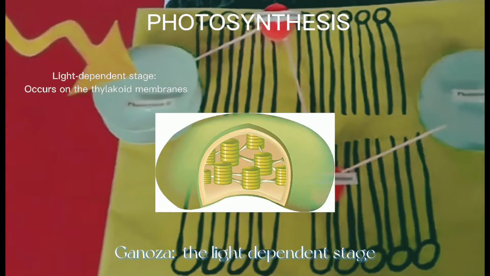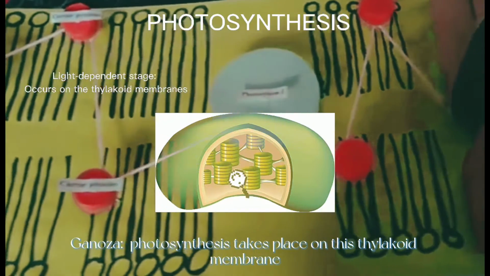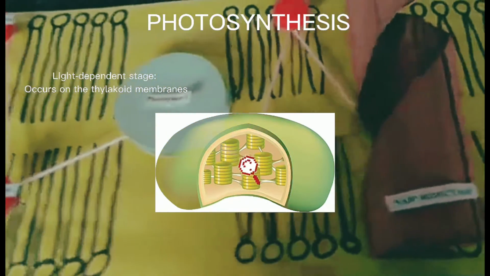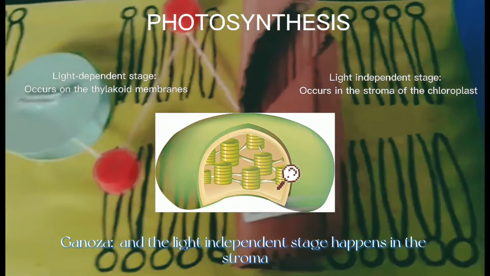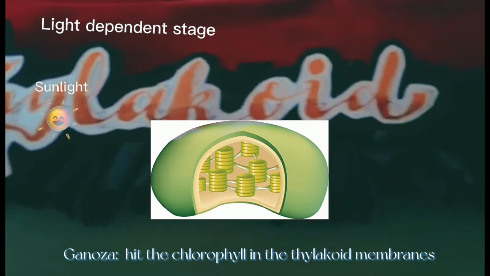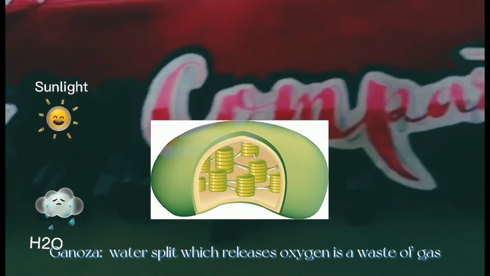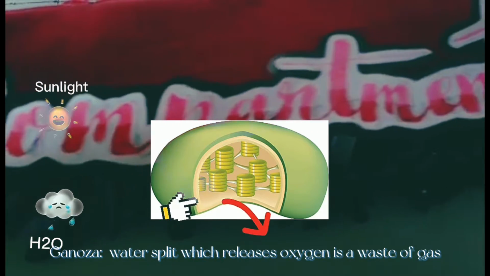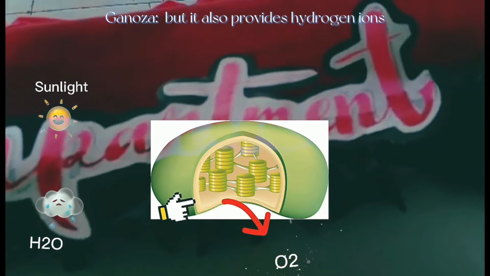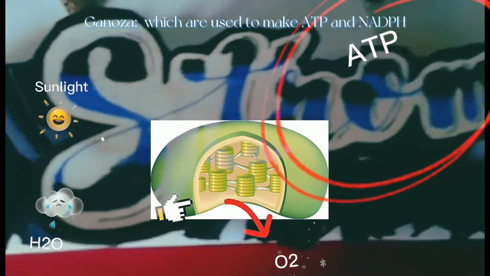The light-dependent stage of photosynthesis takes place on this thylakoid membrane, and the light-independent stage happens in the stroma. In the light-dependent stage, energy from the sun hits the chlorophyll in the thylakoid membranes. Water is split, which releases oxygen as a waste gas, but it also provides hydrogen ions, which are used to make ATP and NADPH.